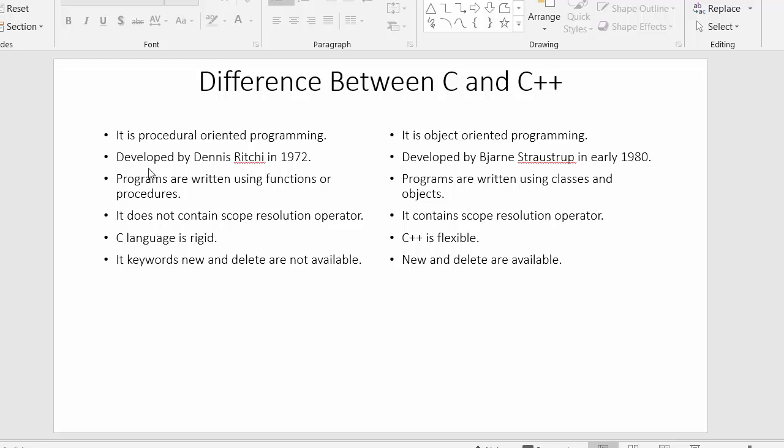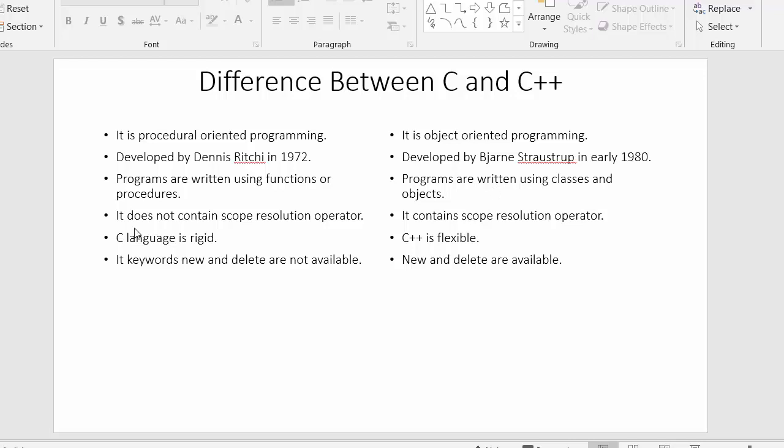Next point: C was developed by Dennis Ritchie in 1972, whereas C++ was developed by Bjarne Stroustrup in the early 1980s. In C, programs are written using functions or procedures. As I already told you, in C programming we write programs in the form of functions, but in C++ we write programs using the concept of classes and objects.